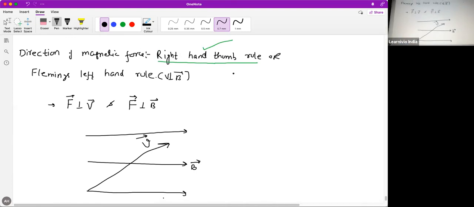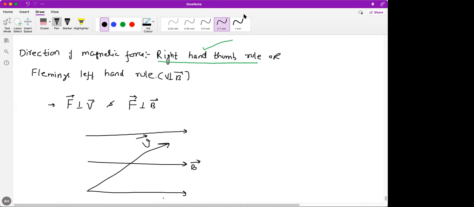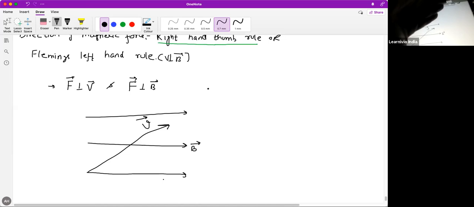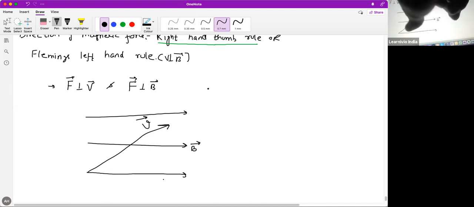Okay. See, you can check the camera. Take your right hand in this way. Place your finger in the direction of velocity and curl it towards the magnetic field. My thumb is going inward. That means the direction of magnetic force is inwards. I'm showing it again. See in the camera. Take your right hand, place your finger in the direction of velocity in this way and curl it towards the magnetic field. Thumb is going inwards. So the direction of magnetic force is inwards here.